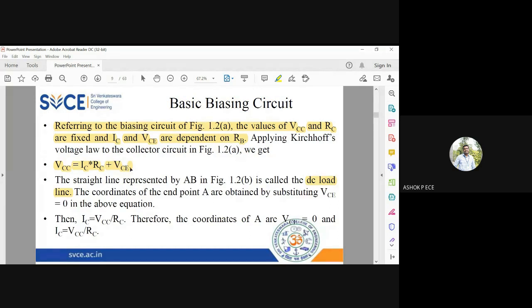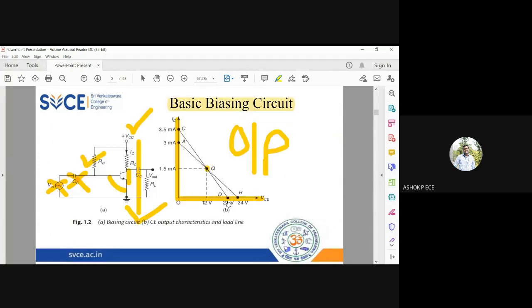If you put VCE equal to 0 in this equation, what will you get? You get VCC equal to IC into RC, or I can write IC equal to VCC by RC. This is my coordinate A. Where is my coordinate A? See here, this point I have considered on the y-axis, so the x value will be equal to 0. What is the x value? VCE. VCE will be made equal to 0 and I got this point.